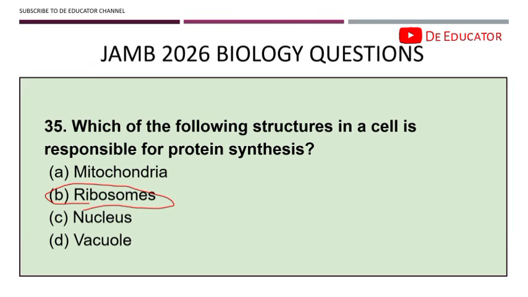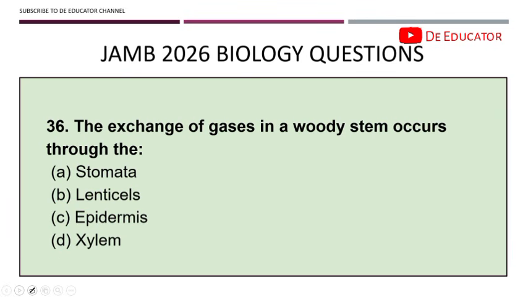Okay, you should know mitochondria. Mitochondria is the powerhouse of the cell, so it generates power through what? Cellular respiration. Nucleus is the control unit. It carries the material that controls heredity and also carries genetic information. Okay, vacuole is a space in the cell. Okay, 36. The exchange of gases in a woody stem occurs through.